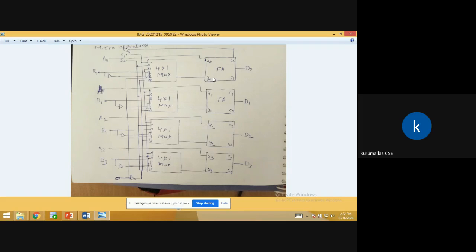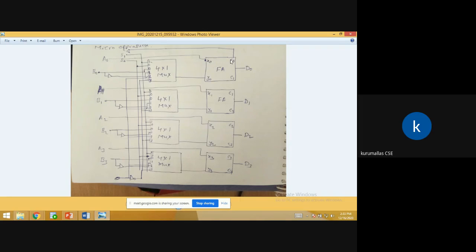Next, the second input to the full adder comes from the multiplexer. The output of the multiplexer, that is y naught, acts as an input to the full adder. These are the two inputs. One more thing: C in is there. The carry value is passed to the input C naught. Okay, the three inputs are over: X naught, Y naught, C naught.